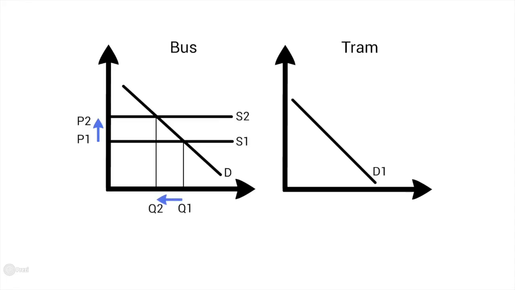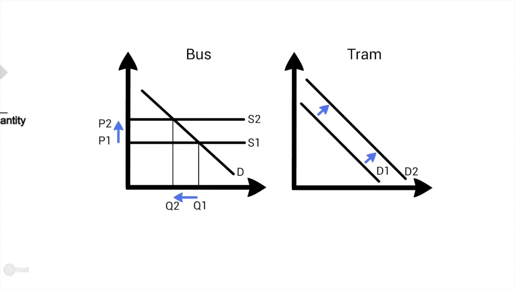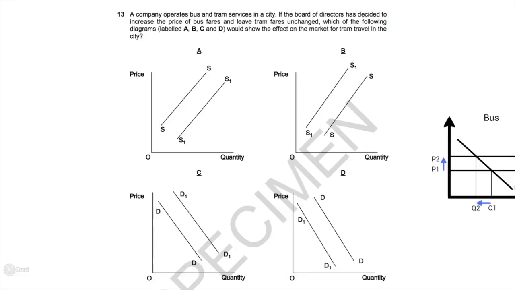Now buses are more expensive, so it means that individuals are going to choose alternative transports. They may choose to walk, or they may choose to get the tram, which is another mode of transport offered by this company. As they choose to demand the tram service, the demand curve for the tram will shift outwards. This means that the answer for this question is C, because we've got D and D1, which is shifted outwards.